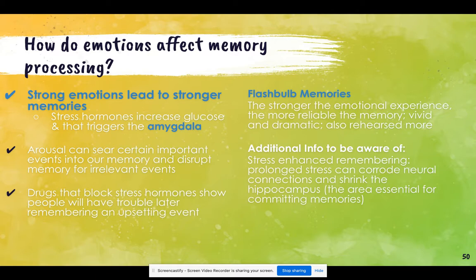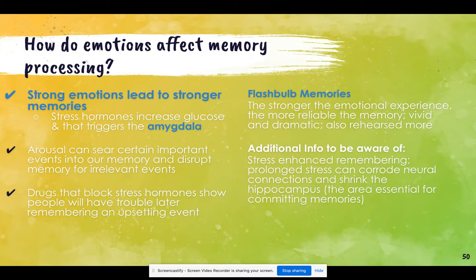We know that arousal can sear important events into our memory, meaning it can make things pretty crystal clear, and that's more specifically flashbulb memories. But while arousal can sear important events into our memory, if something is irrelevant, that level of arousal can also disrupt our memory for things that are irrelevant or don't really matter.